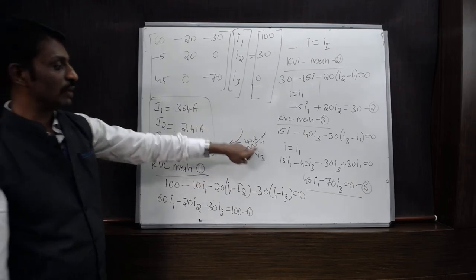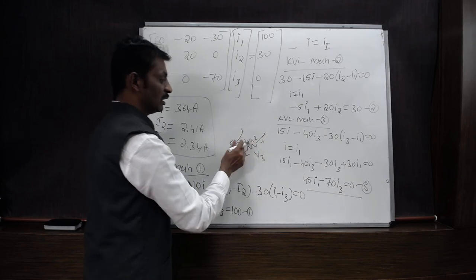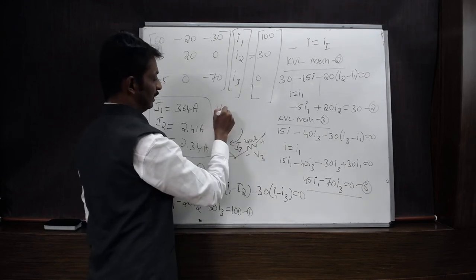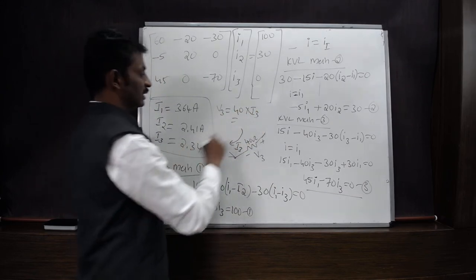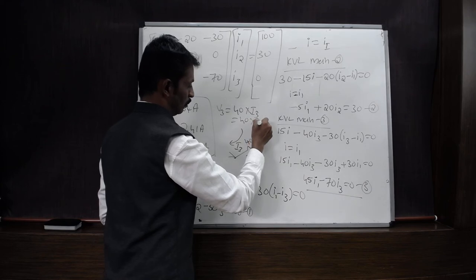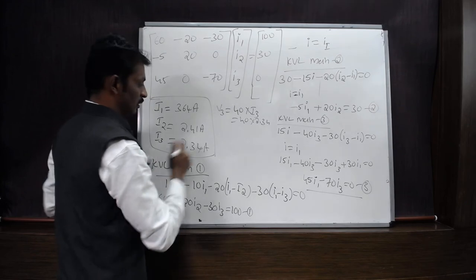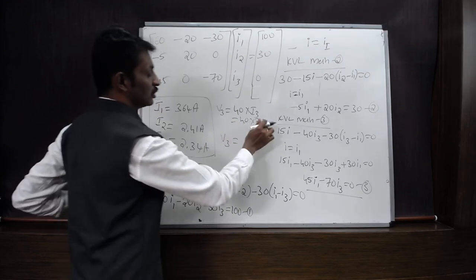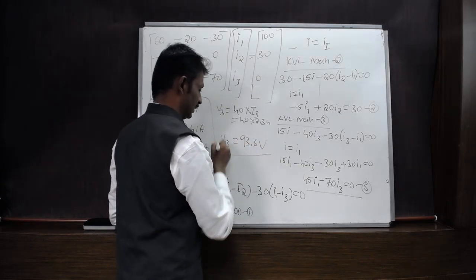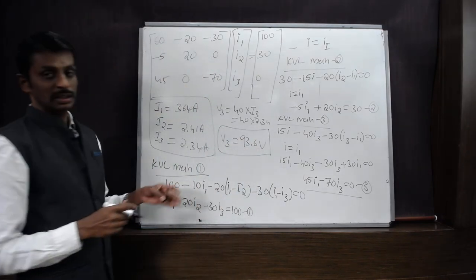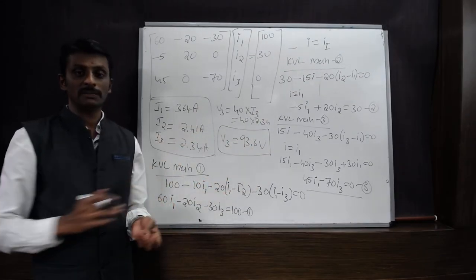In the problem they ask you to find the voltage across the 40 ohm resistor, which is called V3. Since in loop 3 the current I3 is flowing through the 40 ohm, V3 will be equal to 40 into I3. I3 is 2.34 amps, so V3 is 40 into 2.34 volts, which equals 93.6 volts. So we got the value for V3, the voltage across the 40 ohm resistor, by applying the concept of mesh analysis.